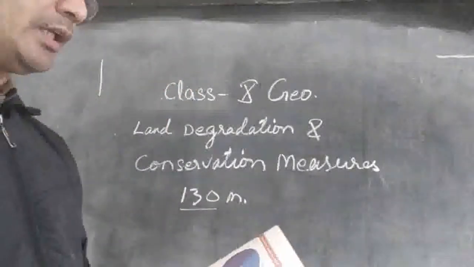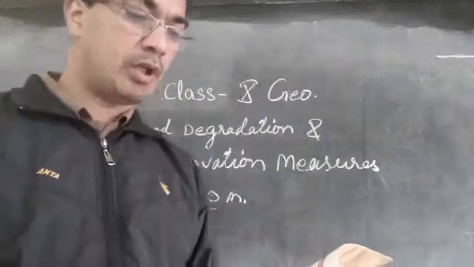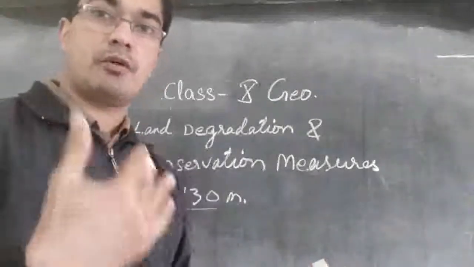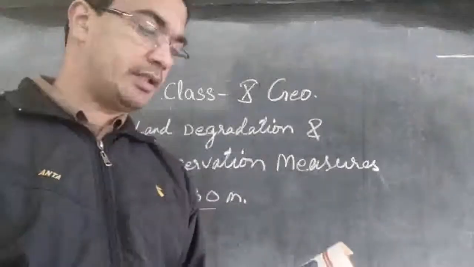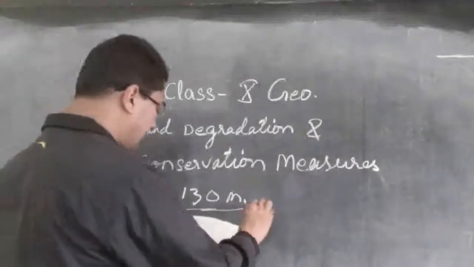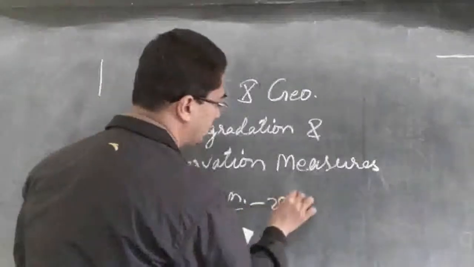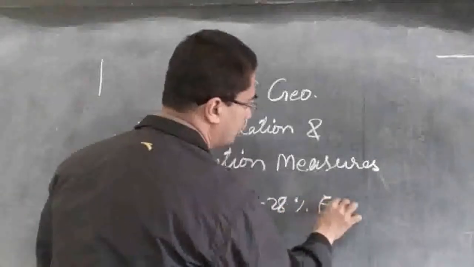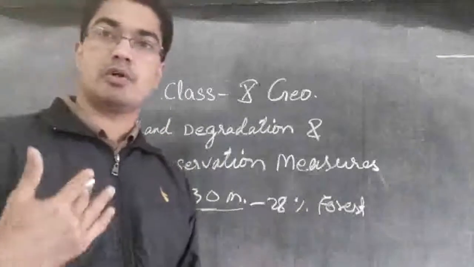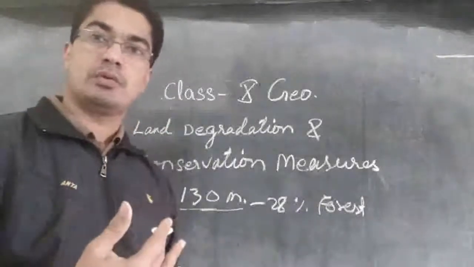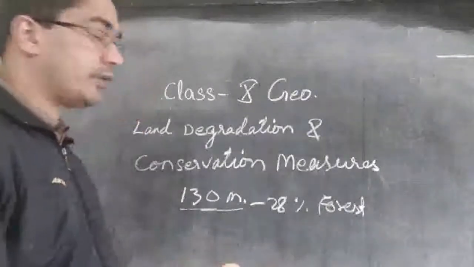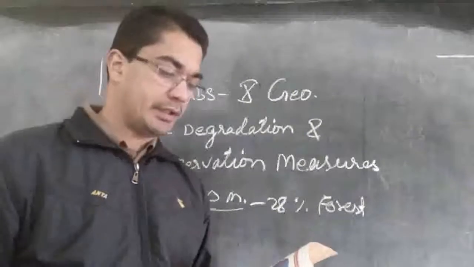And approximately 28% of it belongs to the category of forest degraded area. So even the forest land is getting degraded. So among these 130 million hectares, we can divide this into 28% forest. So forest land also is getting degraded because of human activities. We go and do the mining there or cutting of trees, all those things. So even the forest area is getting degraded.